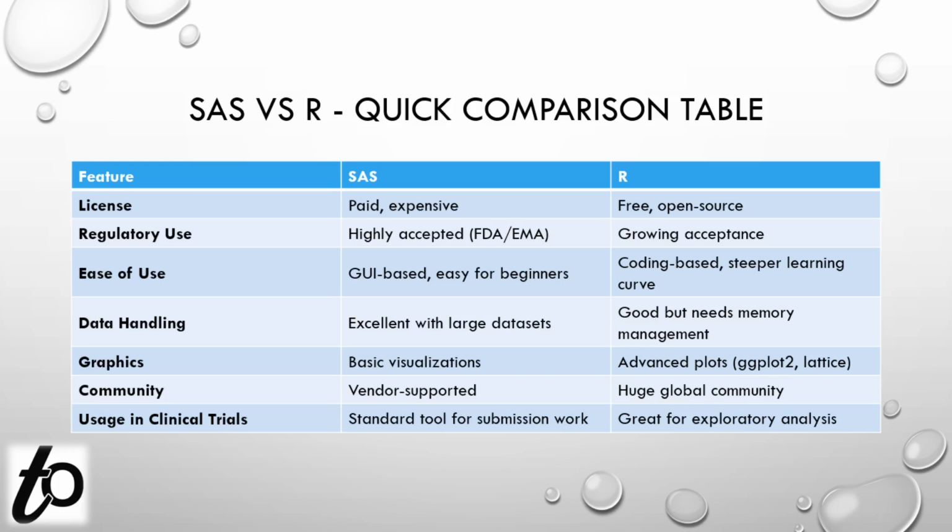SAS has corporate support, less community driven. Whereas R has a huge open source community support, but there is no customer support. With SAS, because it is a paid version, you will have company support, the customer support, which is very important. SAS is expensive with a yearly license because it is the paid one, and it is free of cost when it comes to R.